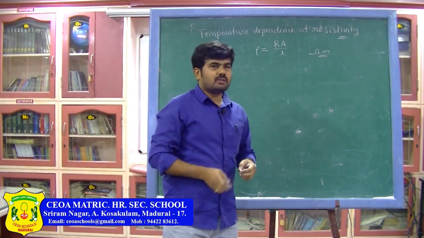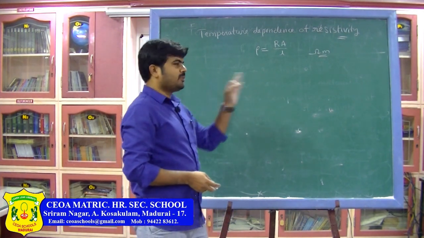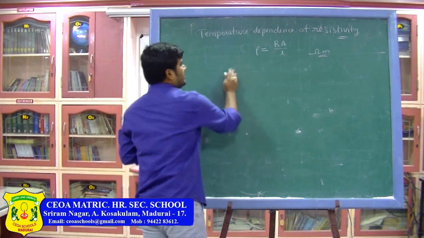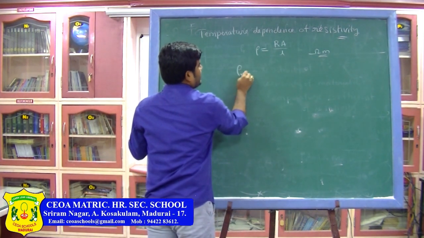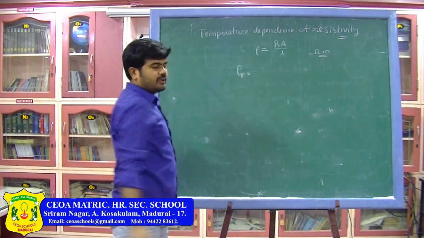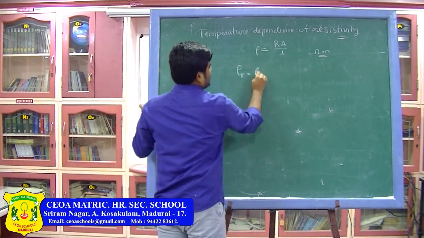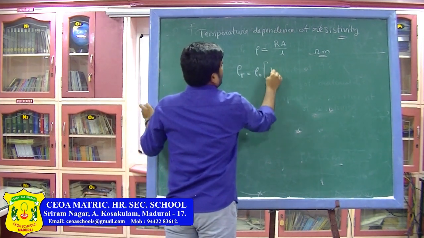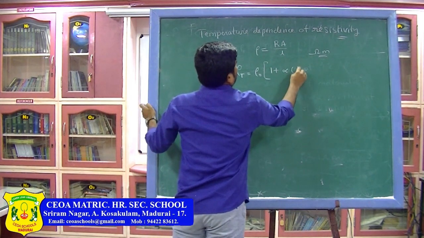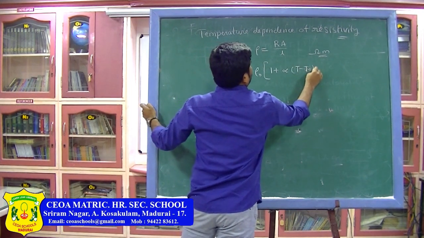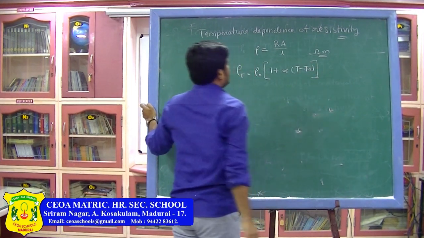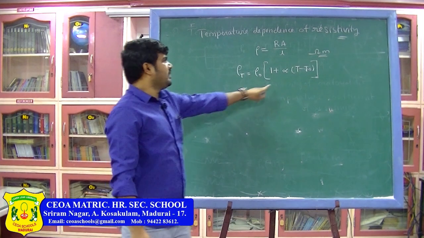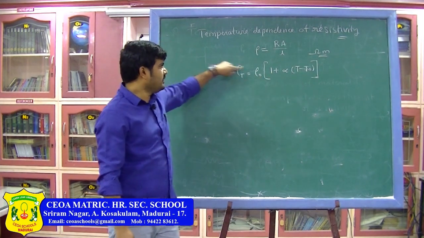Now the variation of this resistivity with temperature is studied for a variety of materials, and finally it is concluded that the resistivity varies with the temperature according to a relation given by rho T, which is the resistivity at a temperature T degree Celsius, equal to rho naught into 1 plus alpha into T minus T naught. So this equation indicates the variation of resistivity with the temperature.